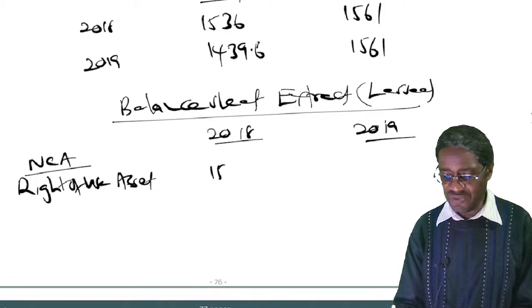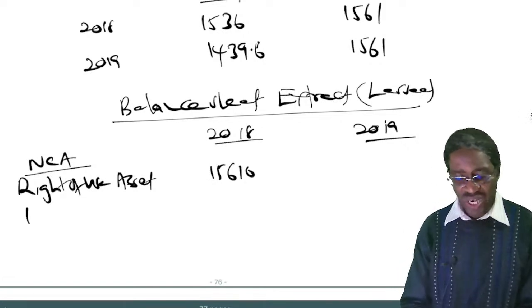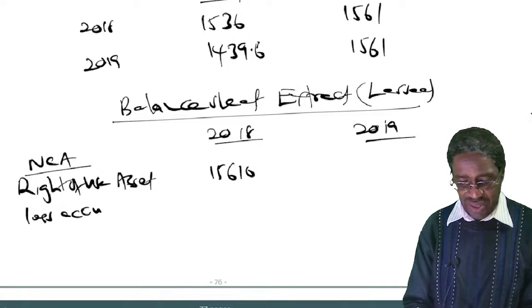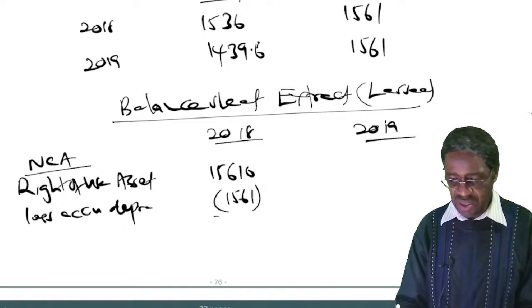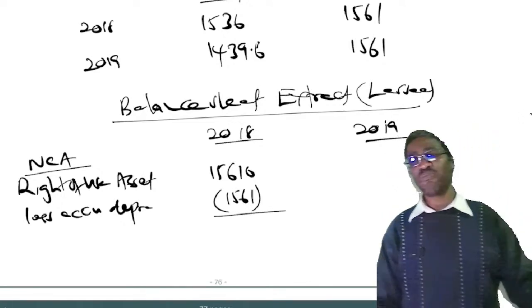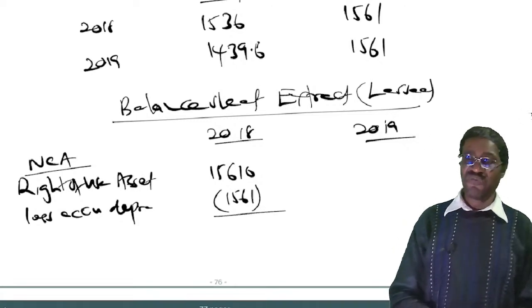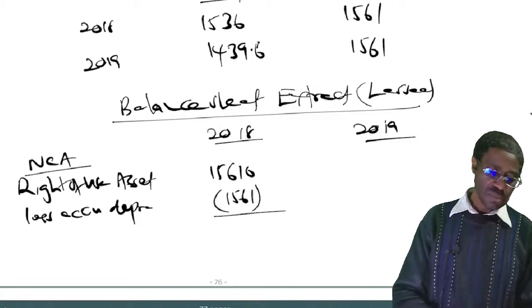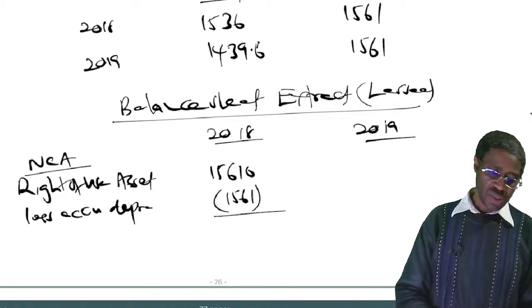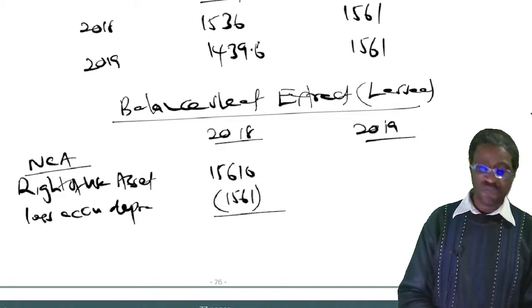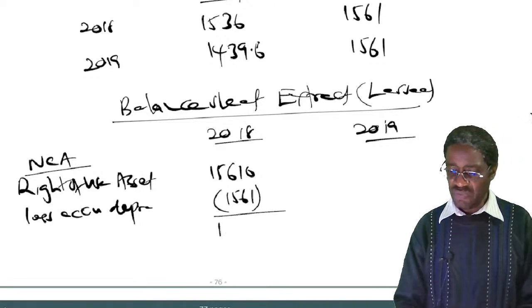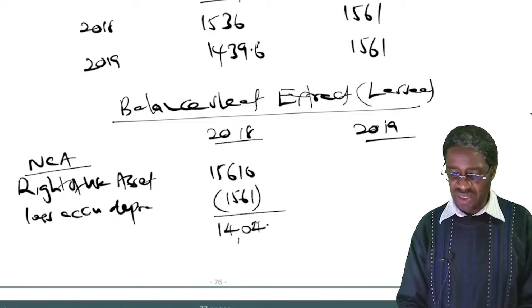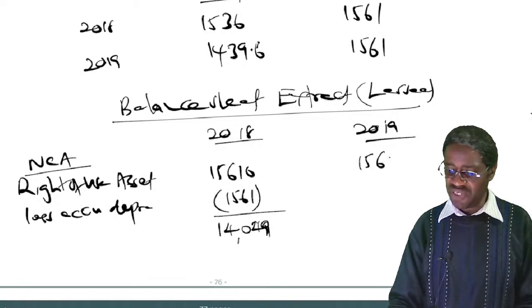I want to explain first 15,610. Then you less accumulated depreciation. Every year 1561. So that first year you get a book value of how much? 15,610 minus the depreciation of 1561. First year I'm remaining with a book value of 14,049.